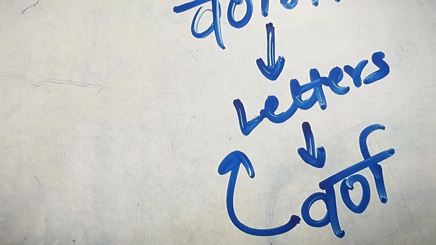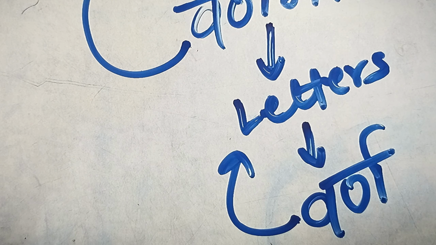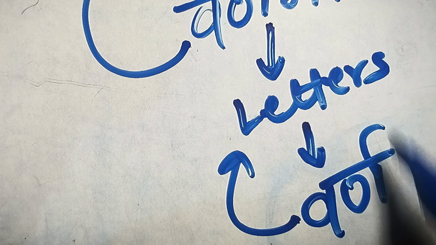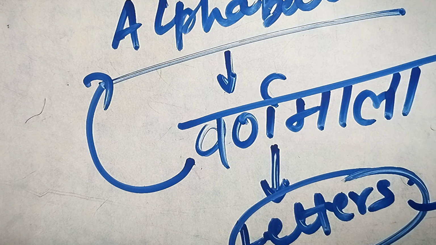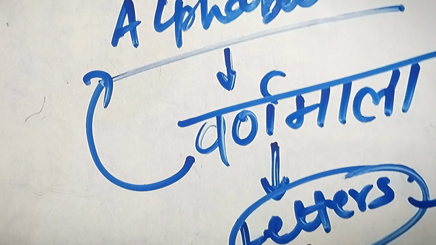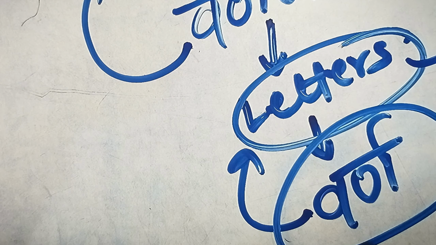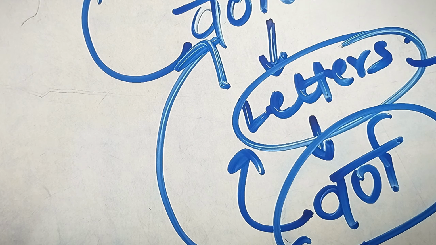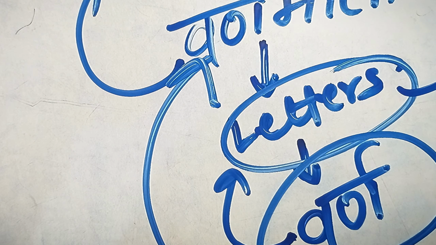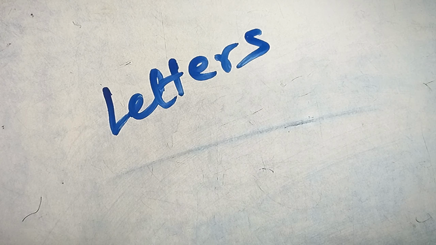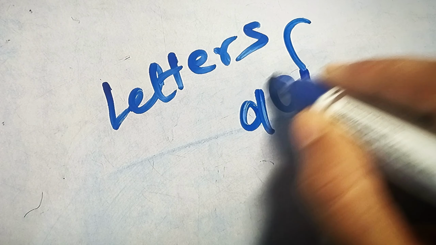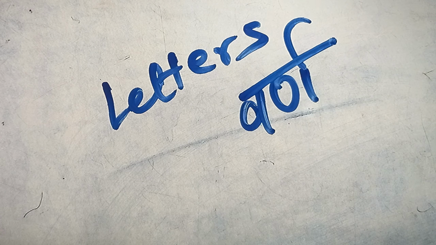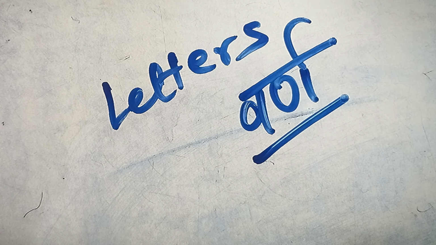These are called letters, these are called the alphabet, and the group of letters is called the alphabet. In the same way, a group of varna is called Varnamala. So I hope you are getting my point. Now let's start. Just like English, we have letters, and I am going to call them Varna. Since we are learning Hindi, we are going to use both of the words.